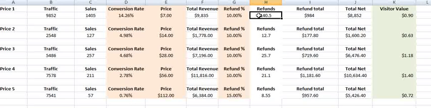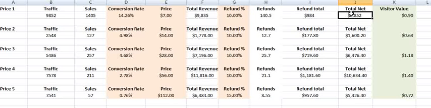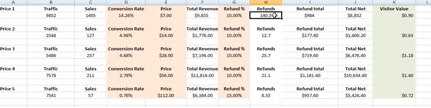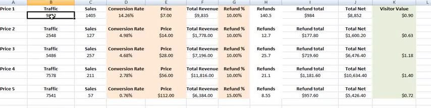That's 140 refunds, right? Ignore that 0.5 because these aren't real numbers, I just made them up. But usually it's going to be solid numbers, 140 or 141, 142, etc. The refund total is just going to be 140 times 7, right? That's a refund. And the total net is simply going to be your total revenue minus your total refunds. That's going to be your net. And your visitor value is simply the total net divided by the amount of traffic you got.